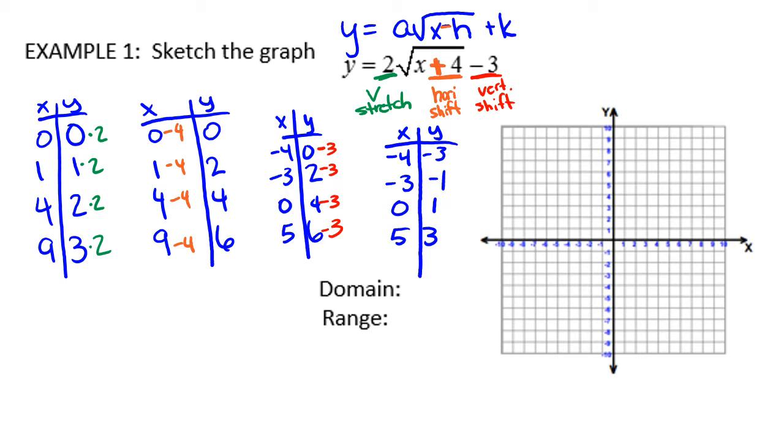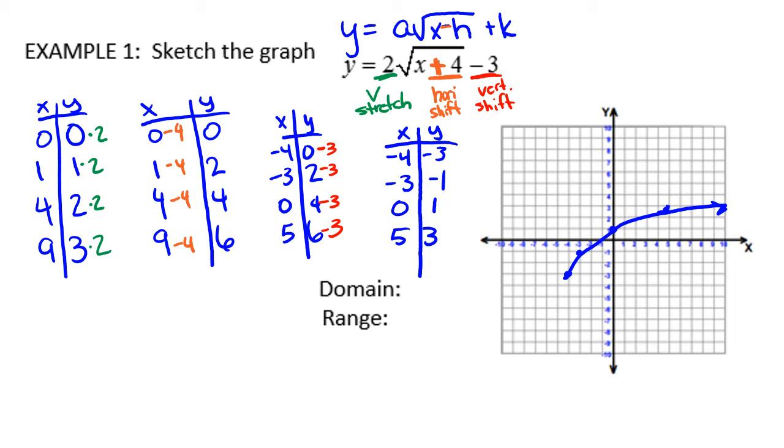Let's take a look and graph those points and see if they make sense. -4, -3, -3, -1, 0, 1, and 5, 3. So that's our starting point. We didn't flip or anything like that, so it looks the same, but it's stretched out because of the vertical stretch, and it goes off to the right.